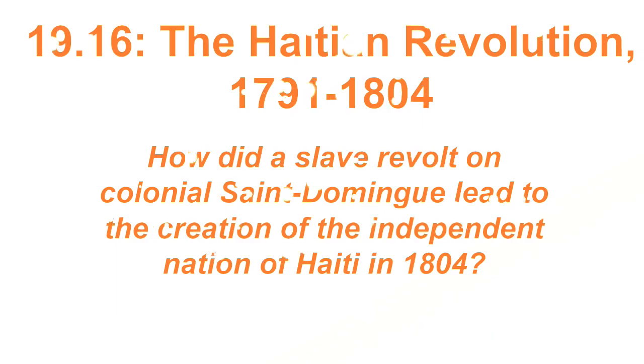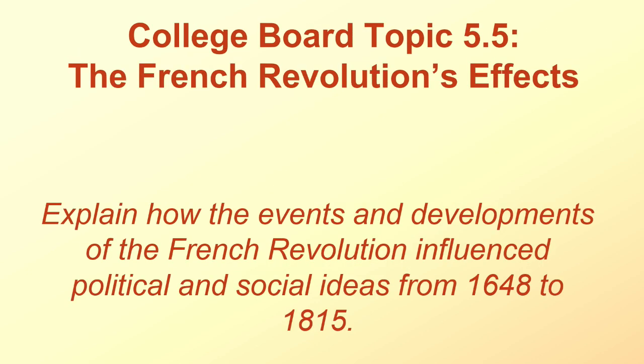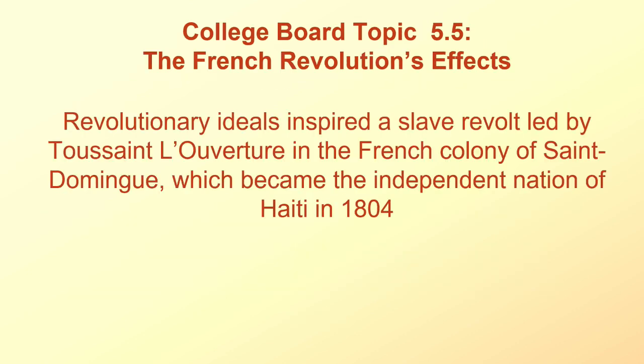This is lesson 1916, the Haitian Revolution, 1791 to 1804, and the last of our French Revolution lessons. How did a slave revolt on colonial Saint-Domingue lead to the creation of the independent nation of Haiti in 1804? College Board Topic 5.5, the French Revolution's effects. Explain how the events and developments of the French Revolution influenced political and social ideas from 1648 to 1815.